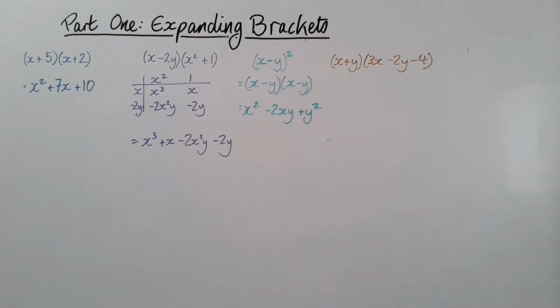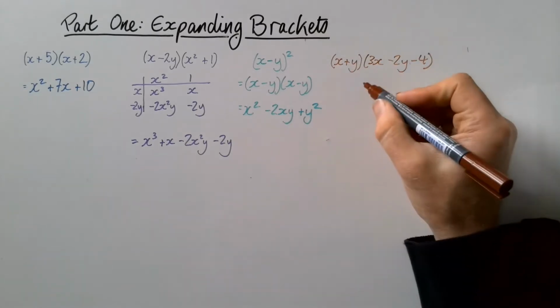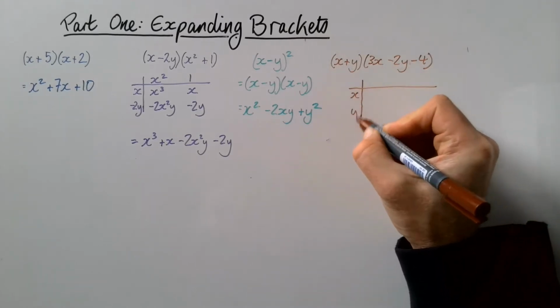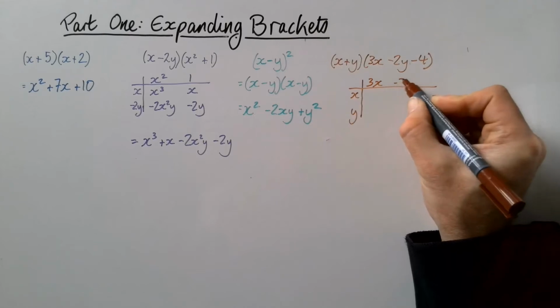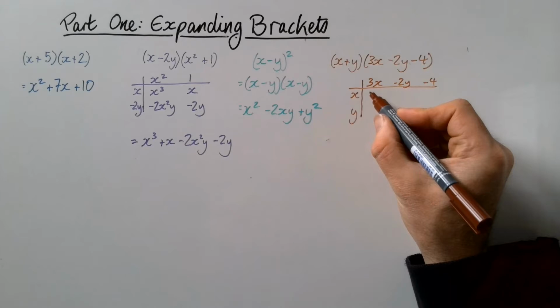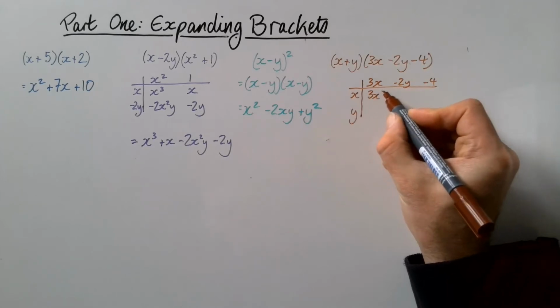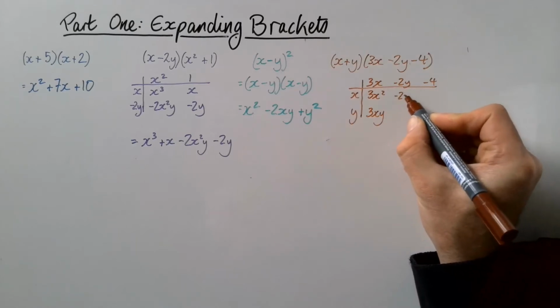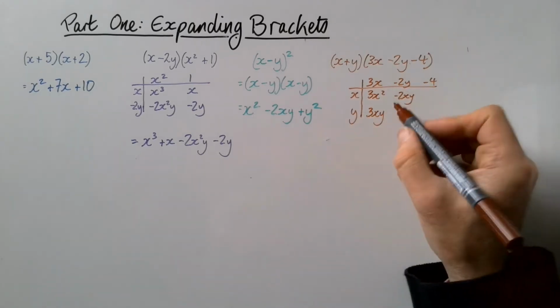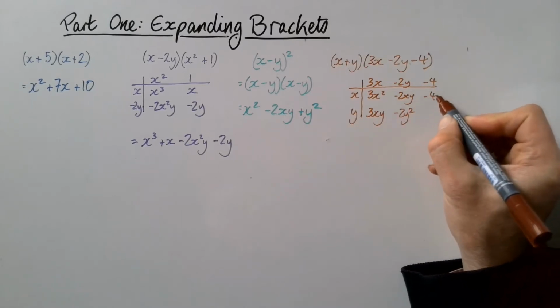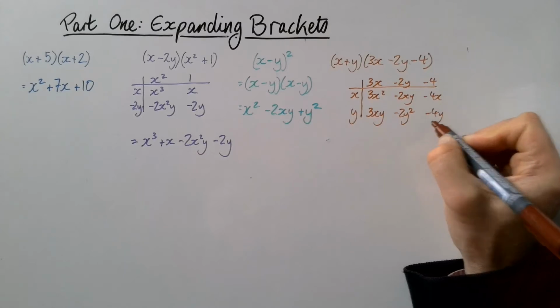Now this last one, you may not have seen too much like this before, but it's not actually any trickier. It's just that you've got 3 terms in the second bracket. So we need to acknowledge that by multiplying x and y by those terms separately. So 3x times x is 3x squared, 3x times y is 3xy. Multiply that gives us negative 2xy, and again giving us negative 2y squared, negative 4x, negative 4y.